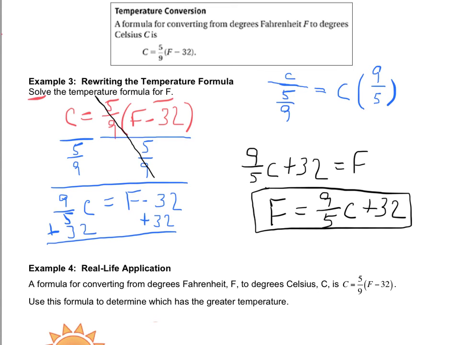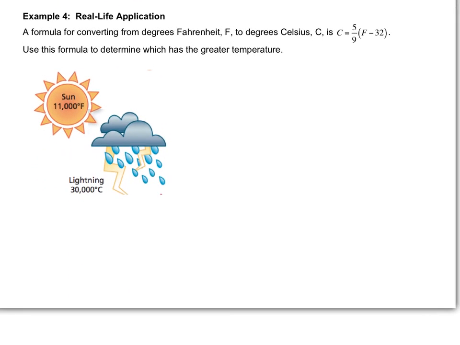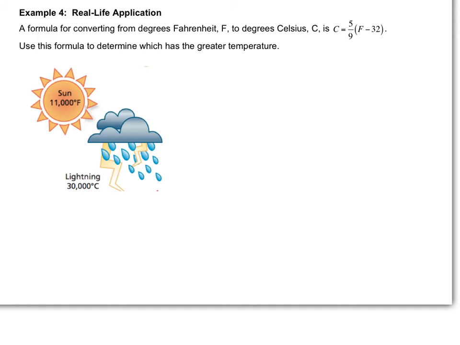So now we want to use this formula, okay, for this real-life equation. We're trying to convert from Fahrenheit to Celsius, so we're given that formula. We're going to use this formula to determine which of the sun or the lightning has the greater temperature. And we're going to add in here that we want to know in degrees Fahrenheit. So basically we're going to use the formula from example 3. So we determined that the Fahrenheit temperature is 9/5 C plus 32.